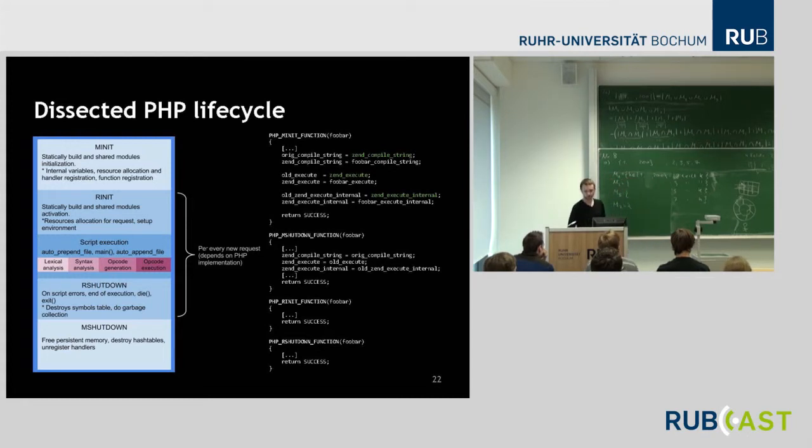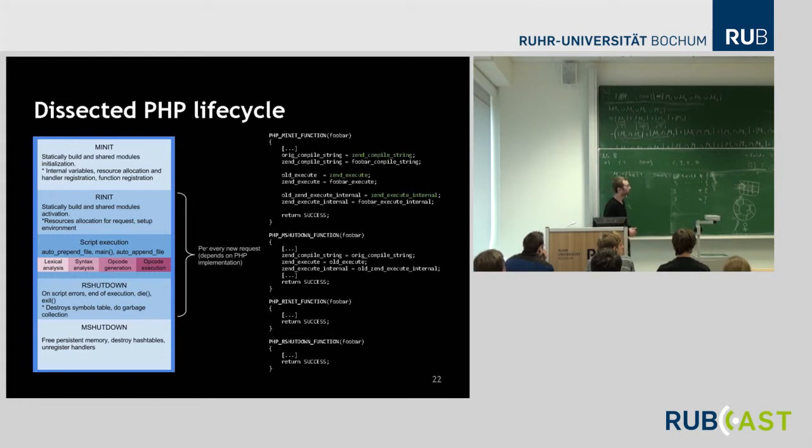After that happens rshutdown and mshutdown. They actually do the opposite stuff to everything; they just free resources and stop execution. So, for example, on rshutdown, when a script terminates, be it die or exit or normal script termination, they would destroy the symbol table that is responsible for function and variable handling, and then do garbage collection. And the last stage is mshutdown. It frees persistent memory and destroys hash tables and other stuff.